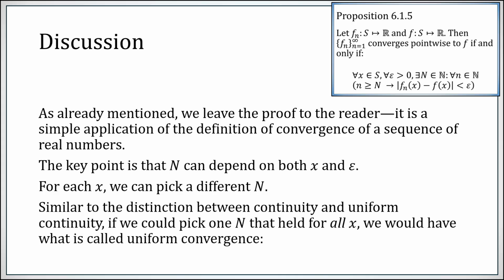Similar to the distinction between continuity of a function on a set and uniform continuity on a set, if we could pick one N that held for all x, we would now be defining what's called uniform convergence. If you can pick this N to only depend on epsilon and not rely on x, you can move around these quantifiers. And that's how we're going to define uniform convergence.